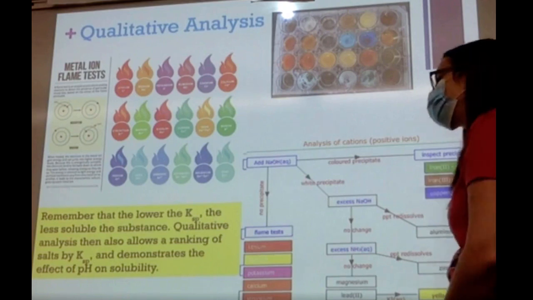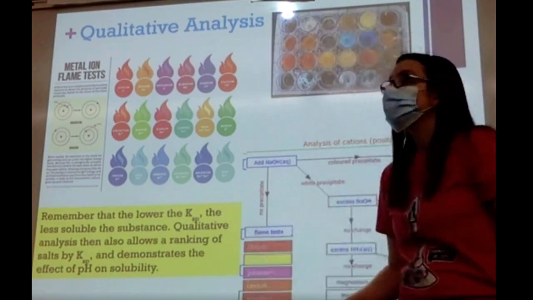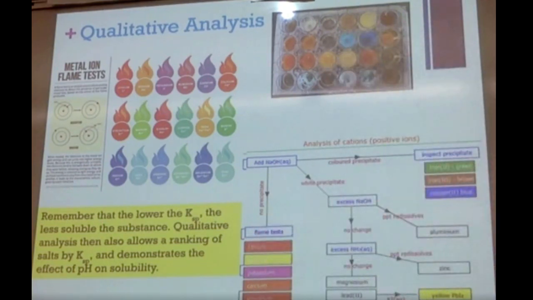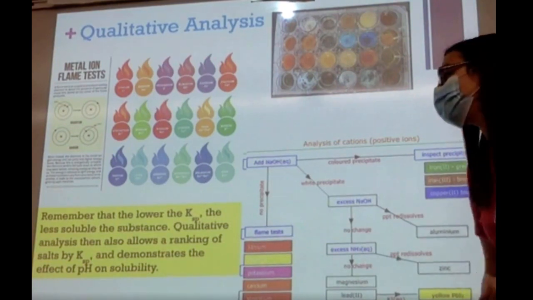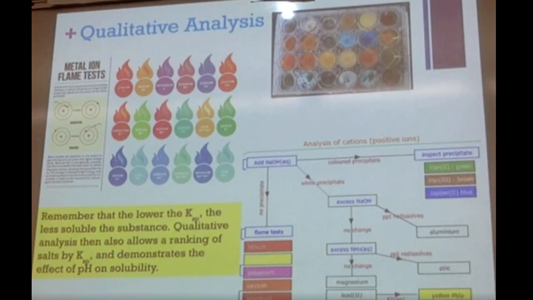If the ratios of ions are the same, we can just use Ksp to rank solubility. So the lower the Ksp, the less soluble the substance. The higher the Ksp, the more soluble the substance. Just think about the equilibrium constant expression.